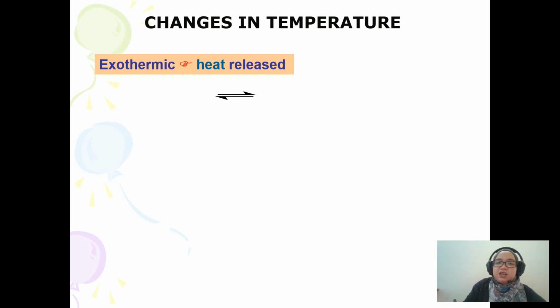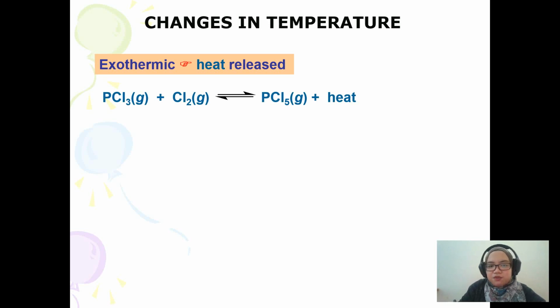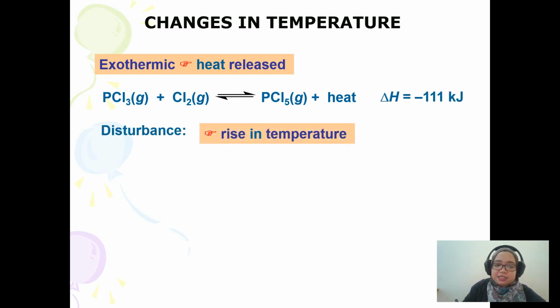Okay, now, kita tengok exothermic reaction. So, exothermic reaction is the reaction where the heat is released to the surrounding in forward reaction. Okay, so maksudnya kita akan bebaskan heat energy. So, delta H equals to negative 11. So, katakanlah kita ada disturbance, kita increase in temperature. So, bila kita increase the temperature, sistem akan cari jalan untuk kita reducekan balik temperature tu supaya dia boleh kembali untuk achieve balik new equilibrium. So, macam mana dia nak reduce temperature?